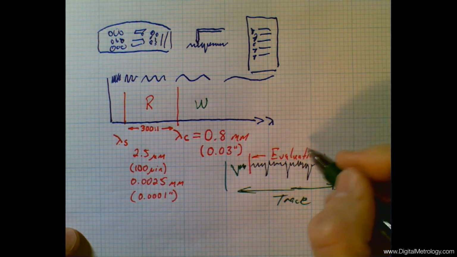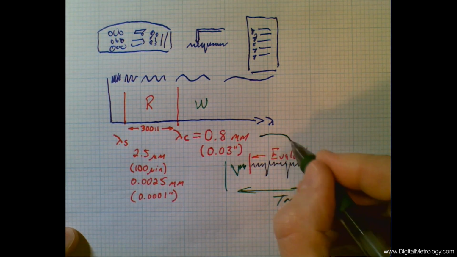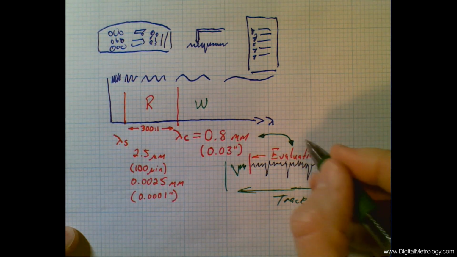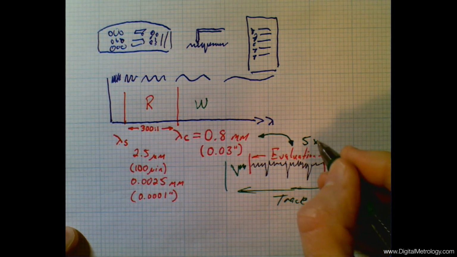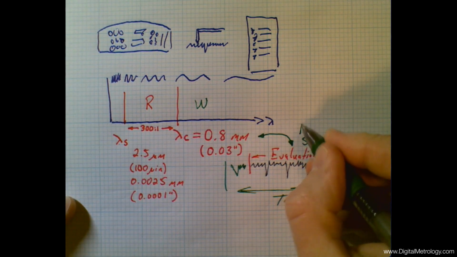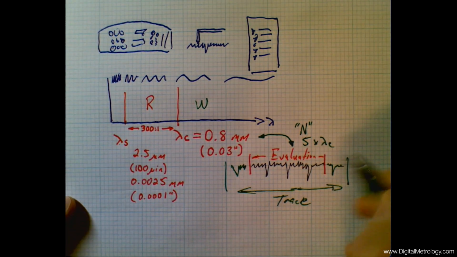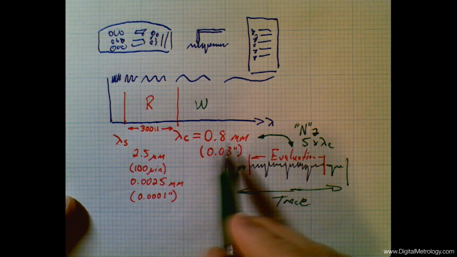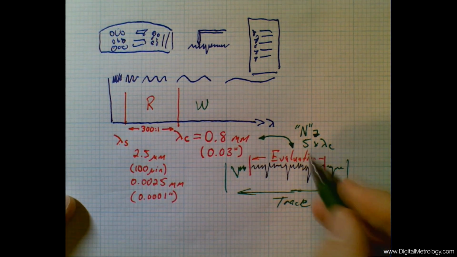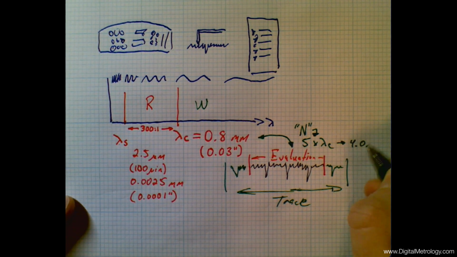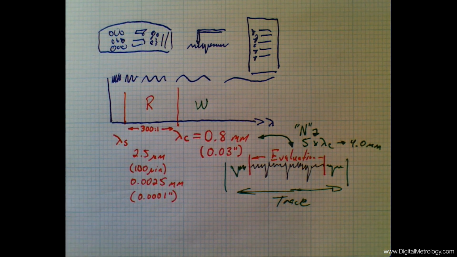Many of our portable gauges choose the evaluation length based on the cutoff wavelength. The evaluation length is typically 5 times the cutoff wavelength. So your roughness gauge is going to have a setting in it, and sometimes they will call this setting N, the number of samples, and the number of samples means the number of cutoffs that we're actually going to measure. 5 times the cutoff wavelength. In the case of metric, that would be 4 millimeters.